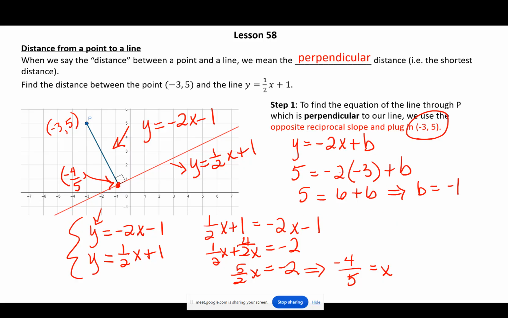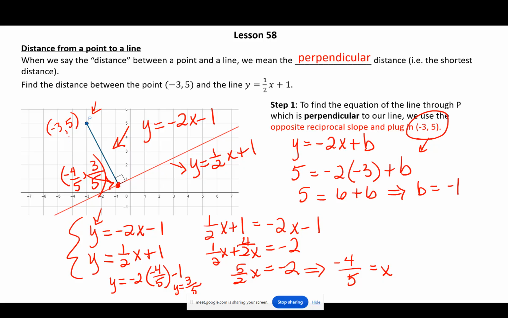The y coordinate, I'm going to have to plug that back in to one of these equations. So I'll plug it back into the first equation. So y equals negative 2 times negative 4/5 minus 1. So that is 8/5 minus 1. 8/5 minus 5/5 is 3/5. So y equals 3/5. So here is the point of intersection. Negative 4/5, 3/5.